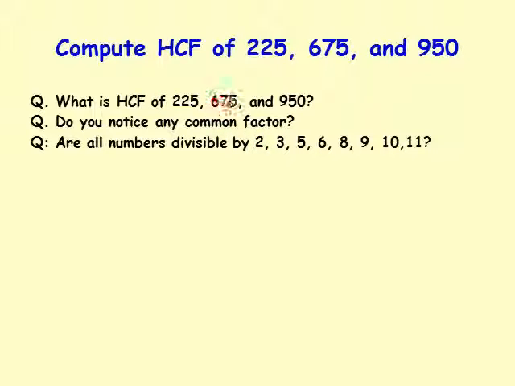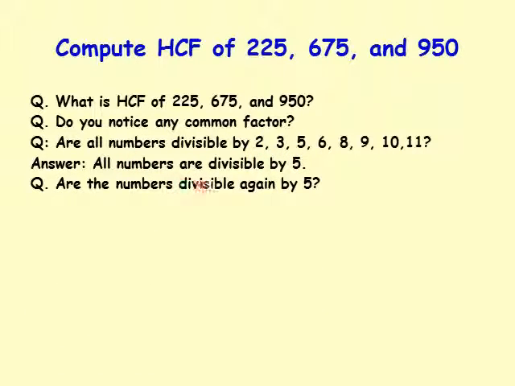Some of these are divisible by 3: 2 plus 2 plus 5 is 9, and 6 plus 7 plus 5 is 18, but this one is not divisible by 3. However, they are all divisible by 5, with a 5 or a 0 at the end. All the numbers are divisible by 5. Question: are these numbers divisible again by 5?